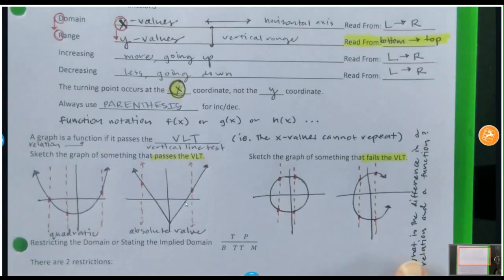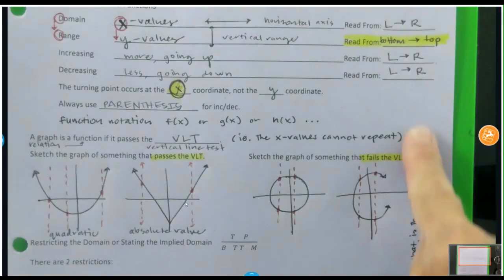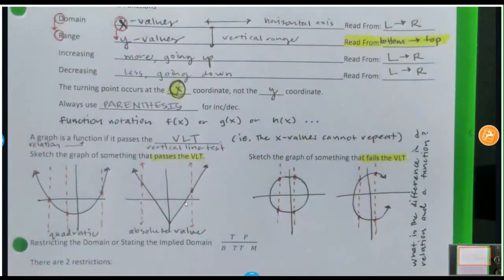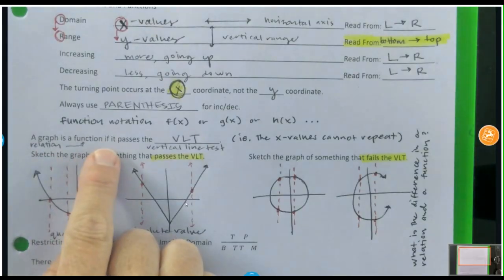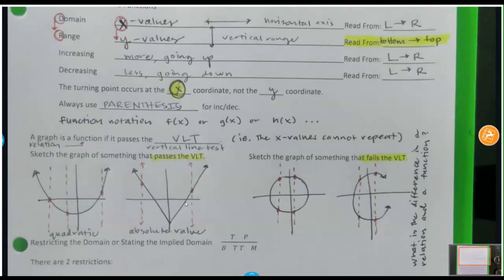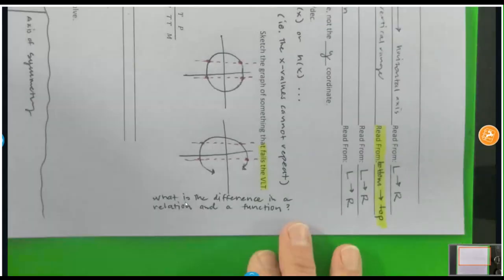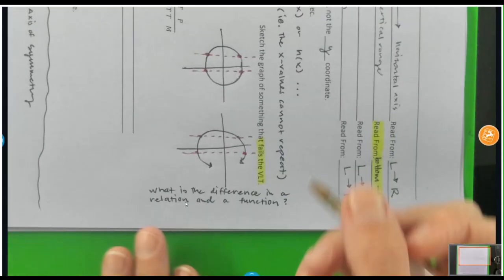All right, there's a little question over here, and let's flesh out the answer to this question. What is the difference between a relation and a function? Okay, now up here I said a relation is a function if it passes the vertical line test. So what cannot repeat in order for a relation to be a function? Is it your x values that can't repeat, or is it your y values that can't repeat? X values, that is correct. All right, so go over here to the side. What is the difference between a relation and a function?